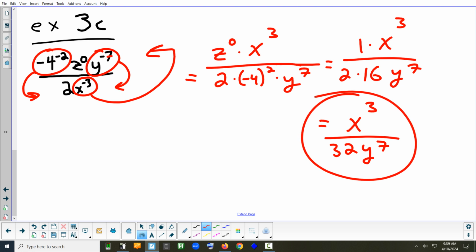So when you look at your final answer, you should check, do you have the same letter written more than once? If you do, you didn't finish it. Do you have any negatives in the exponents? If you do, then you didn't finish it. But we're good. We don't have x's in more than one spot. We don't have y's in more than one spot. And there are no negative exponents left in that problem. Okay. Any question on that one?